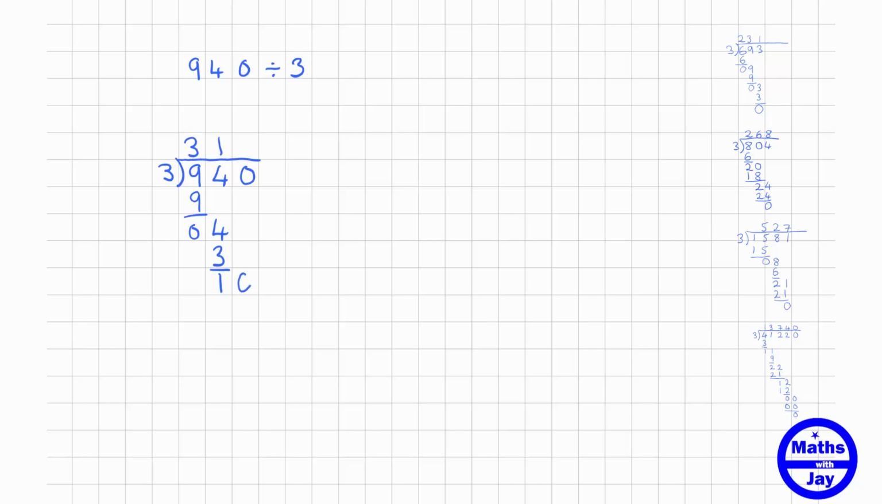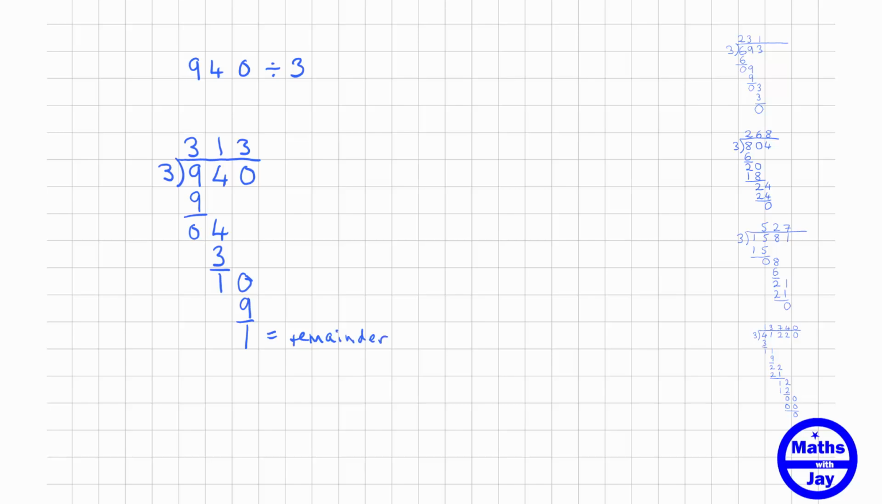Bring down the 0. Oops, it's a bit of a dodgy 0, isn't it? Right, so 3's into 10 goes 3 times. And then we've got 3 3s are 9. And so at this stage, in all the other examples, we got a 0 at the end, didn't we? All the numbers I had chosen were multiples of 3, but this time 940 is not a multiple of 3. So what it means is that we've got a remainder. Now what can we do with that remainder?